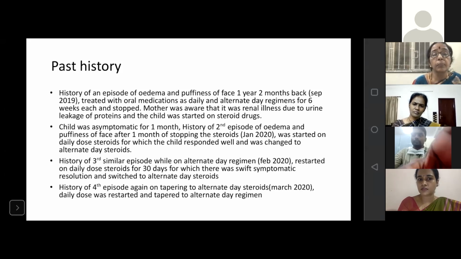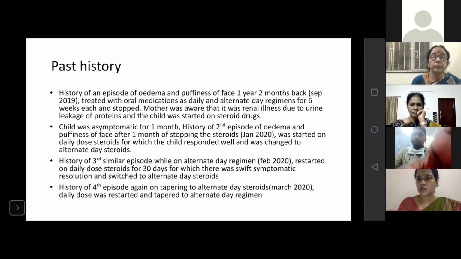Yes, ma'am. In the initial 2 to 3 episodes, the child has been adequately treated. Even though there were recurrences of this illness, she promptly presented to the hospital and was treated adequately. Again, an adequate dose was given, and the child also swiftly responded. Yes, ma'am. The treatment that was given earlier was adequate, I think.